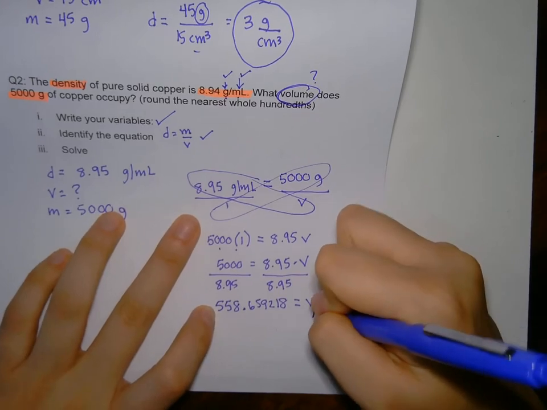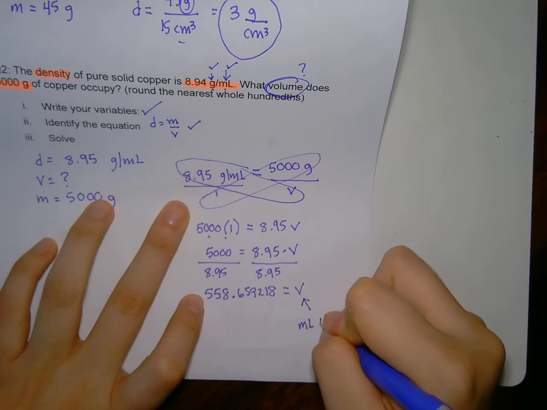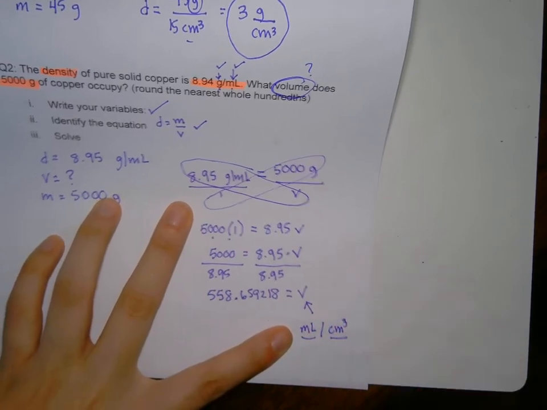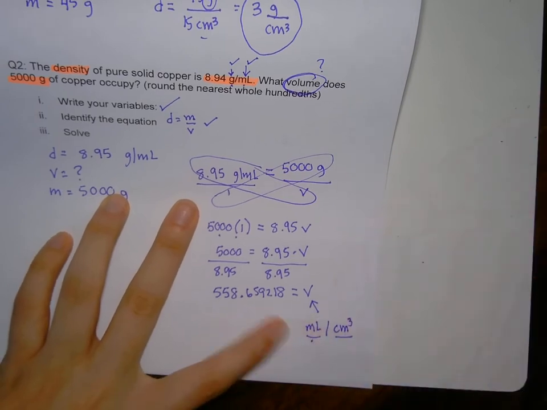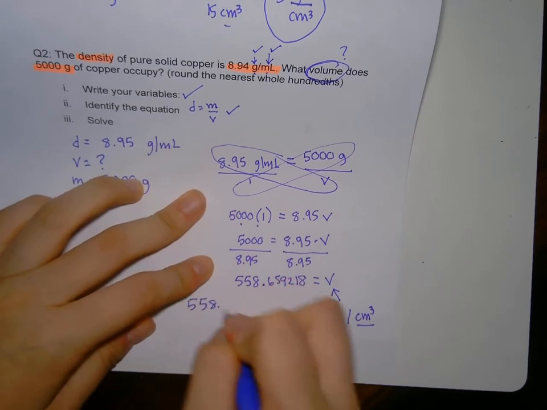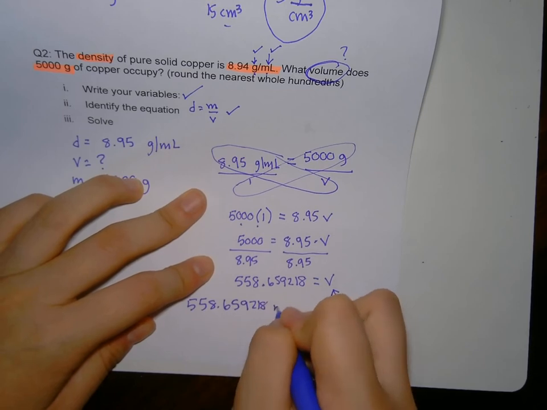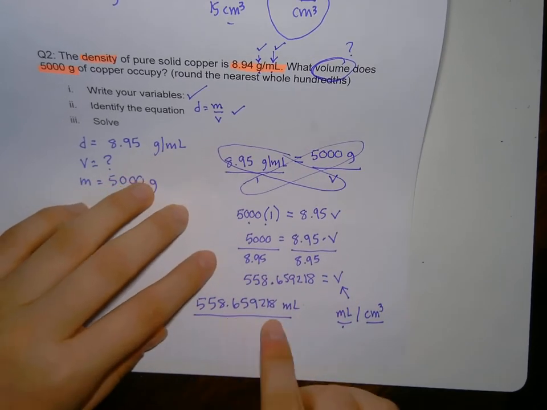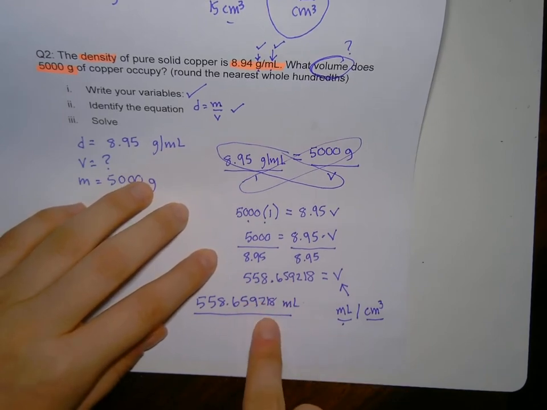Here, I have to remember that the number I found is equal to volume. And when you are finding volume, your units are either going to be milliliters or centimeter cubed, whichever one. So for this one, I'm just going to say milliliters. You know, just pick one, it's fine. So my answer is 558.659218 milliliters. But now I'm like, whoa. There's way too many decimals. What am I going to do with all this? How do I know what decimal place to stop?